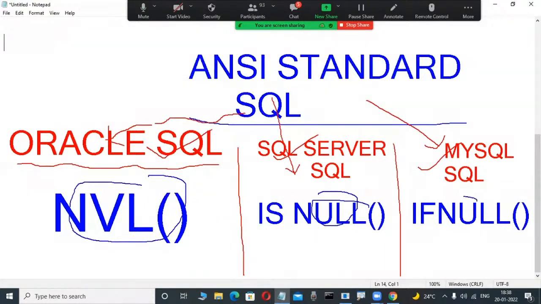And the syntax is also totally different. Here the create procedure syntax is different. Here the create procedure syntax is different too, with slight differences. Okay, fine.